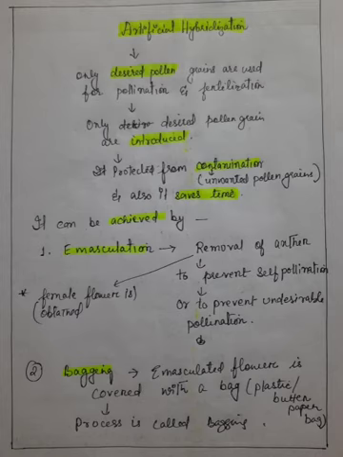Emasculation is the process where the anther is removed from bisexual flowers. So why is it carried out? To prevent self pollination and to prevent undesirable pollination. When the anther is removed, only the female part is left, so a female flower is obtained. Another method is bagging. Once the emasculation is done, the female flower, or the emasculated flower, is covered with a bag, and that bag is made of either plastic or butter paper. The process is called bagging.